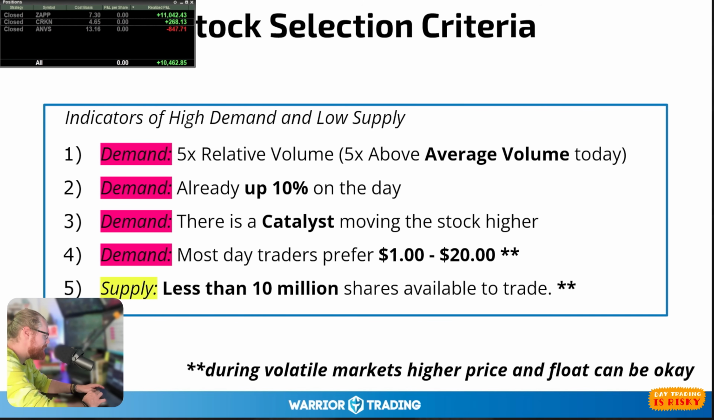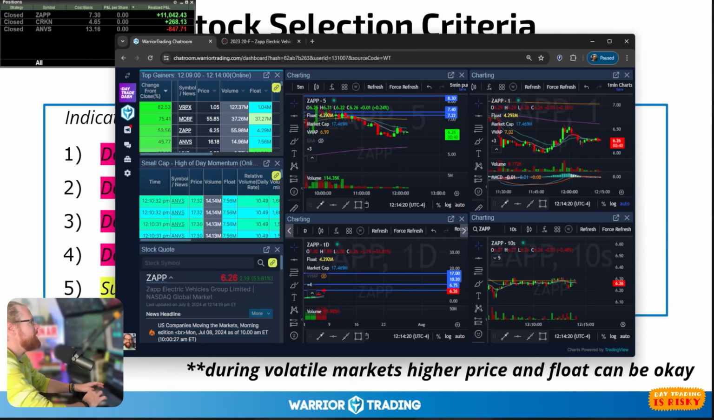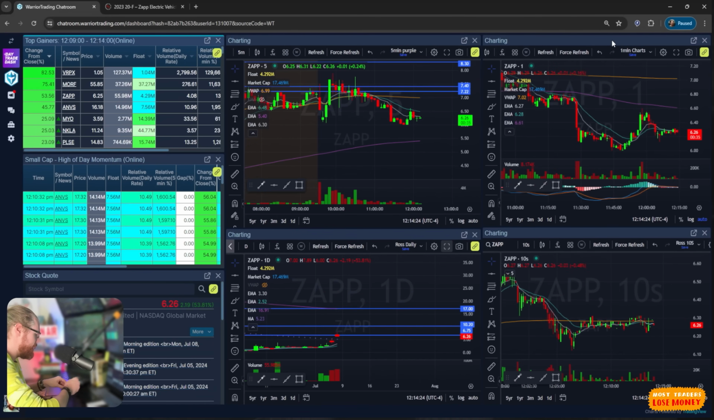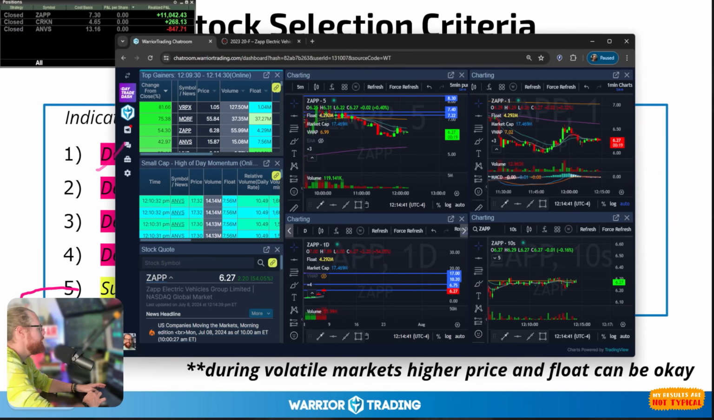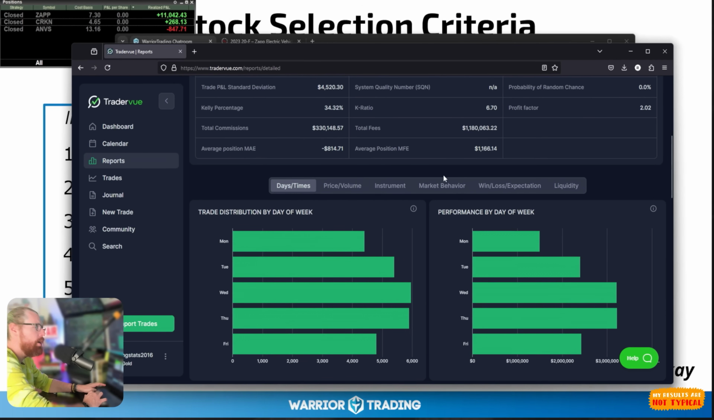When we go back to the scanners here, what we're going to see is that these stocks are telling us essentially how well they meet the criteria that I already know is where I find the most profitability. We've got the relative volume, the change from the close, the price, the total volume on the day, and then we can see what the news catalyst is on this particular stock.